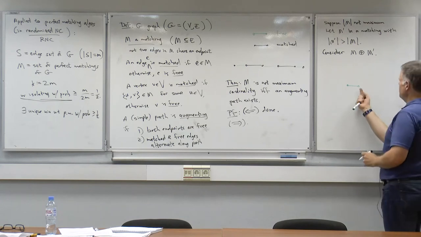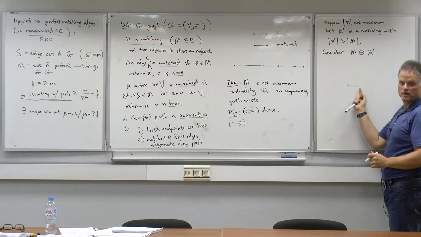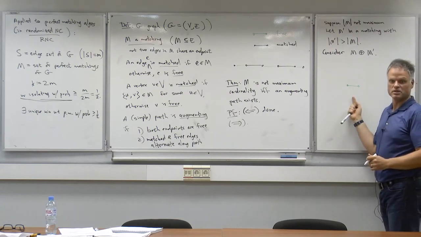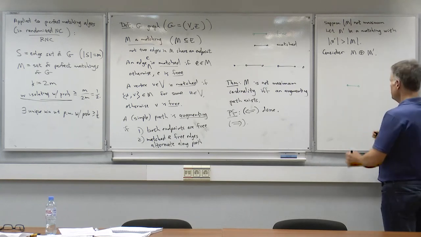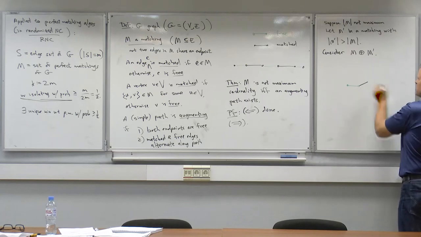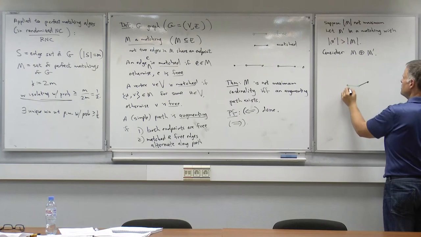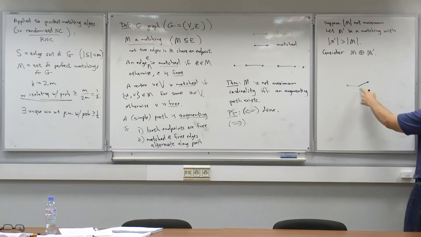Now, if these two are free with respect to M, then you're done. Here's an augmenting path of length 1. So let's assume that these vertices are not free, so they're matched by M. So this one is going to go somewhere, and this one is going to go somewhere. Oh, I'm sorry. Maybe just one of them is matched, and the other one still might be free. Okay. So let's suppose this one is matched. So you're going to get to this vertex here.